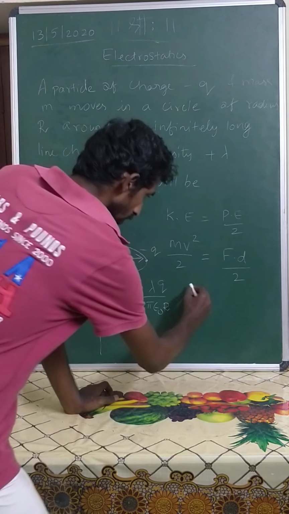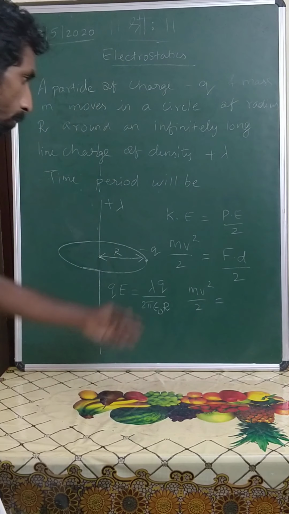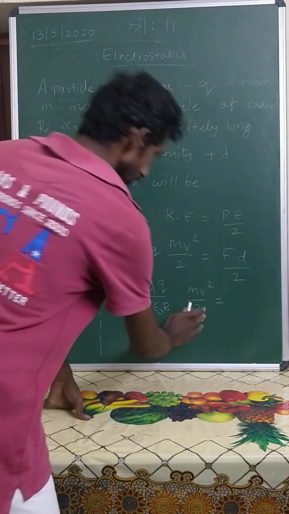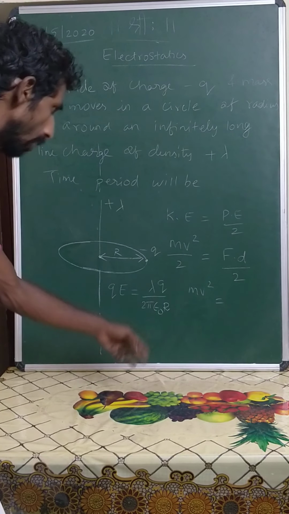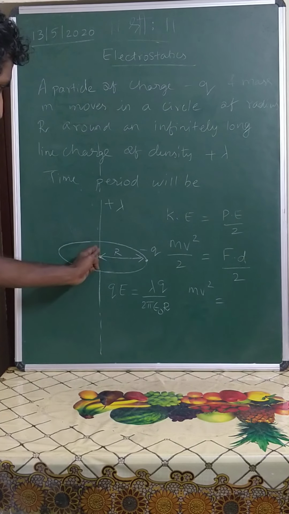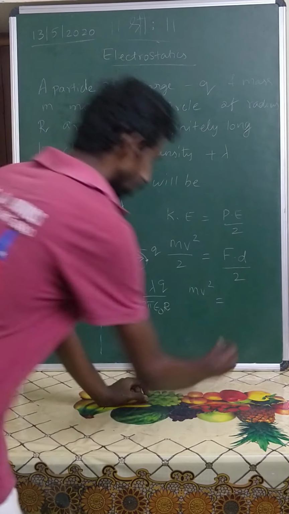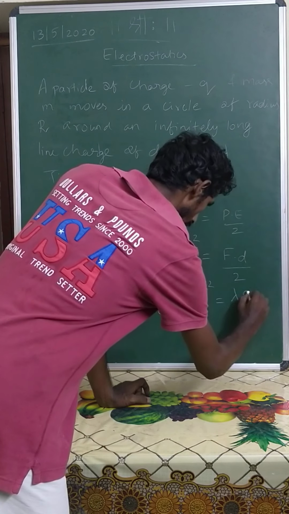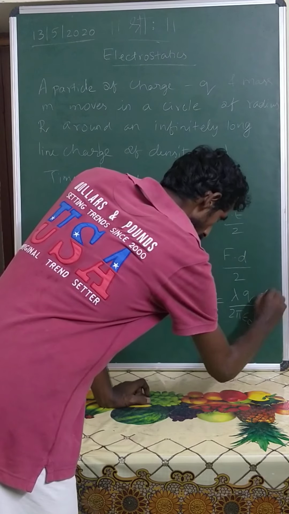So substitute in this, we are getting mv square by 2 equal to fd by 2. The 2 will be cancelled, so we can write it as mv square equal to f into d, the displacement. What is the displacement? The distance between the center and the rotating charge will be r. So I can write that as lambda q by 2 pi epsilon naught r into r. So r will be cancelled.